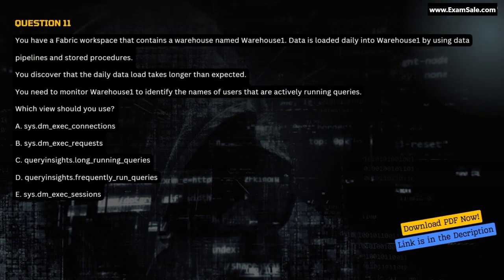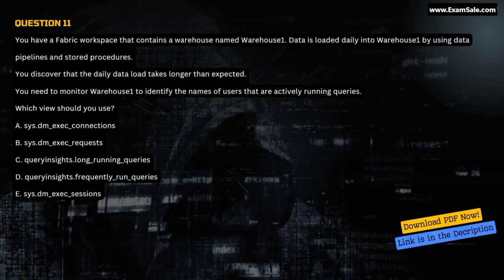Question 11. You have a Fabric workspace that contains a warehouse named Warehouse 1. Data is loaded daily into Warehouse 1 by using data pipelines and stored procedures. You discover that the daily data load takes longer than expected. You need to monitor Warehouse 1 to identify the names of users that are actively running queries. Which view should you use?